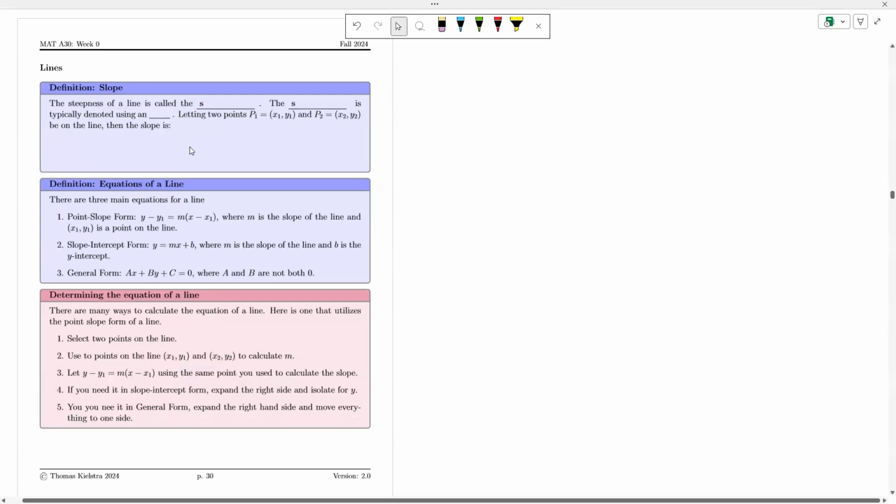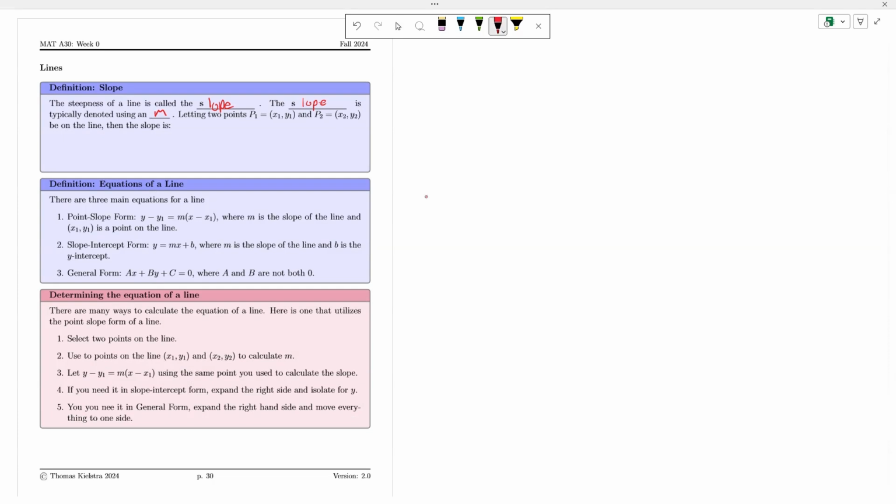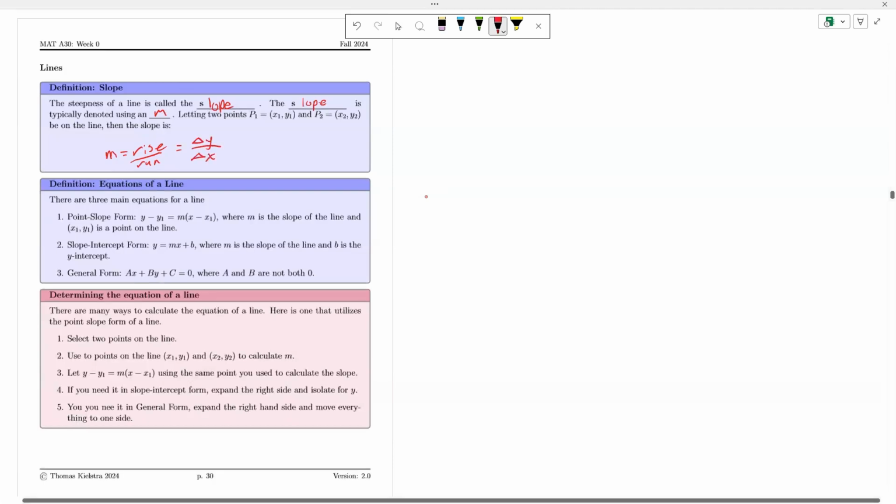Now that we have our Cartesian plane, we're going to start talking about lines. Now, lines are super important. We're going to be using lines all over the place. And the first property of lines that we're going to talk about is called the steepness of the line. The steepness of the line is called the slope. The slope is typically denoted using an m. And m is equal to the rise over the run of the line, which is equal to delta y over delta x, or the change in y over the change in x.